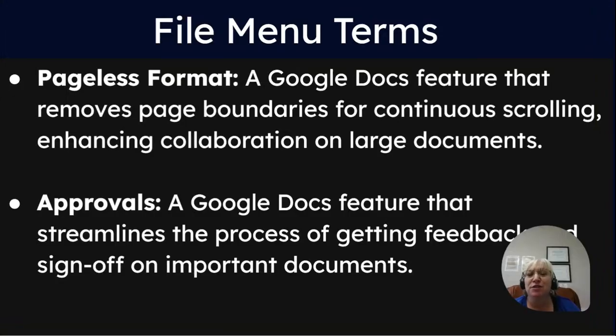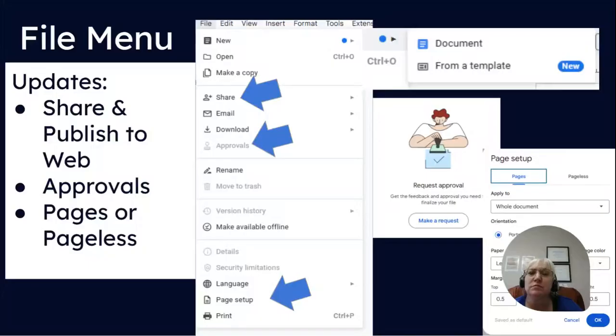Once you create a new document or open one, the first menu you see is the File menu. In the File menu, you can scroll all the way down to Page Setup and look at Page List Format. Page List Format says that there's no page boundaries, so it's great for enhancing collaboration on really large documents. The other feature that I'd like to show you is the Approvals. It's a feature that streamlines the process of getting feedback and sign off on important documents.